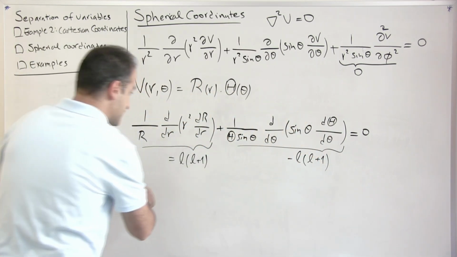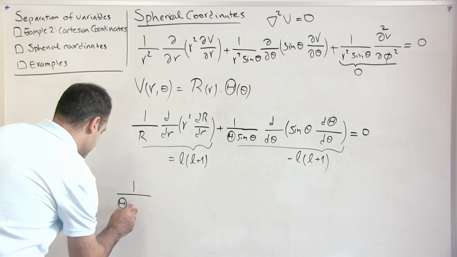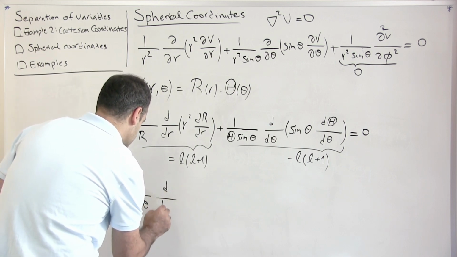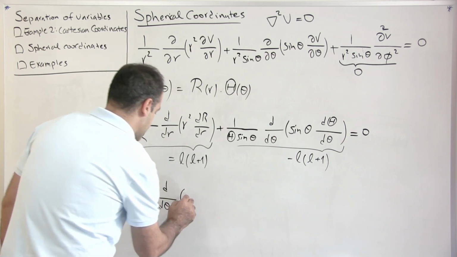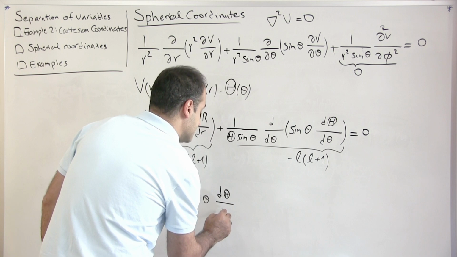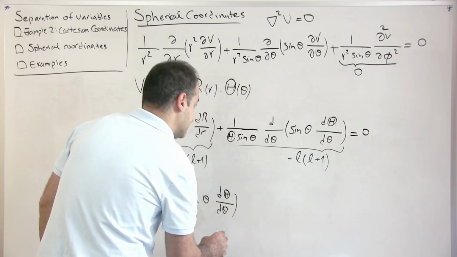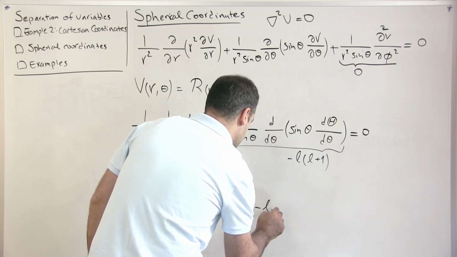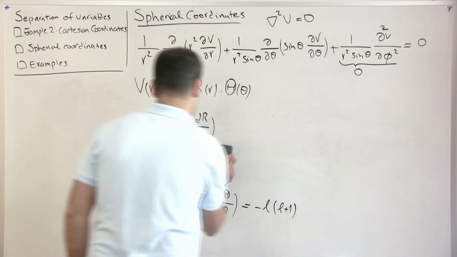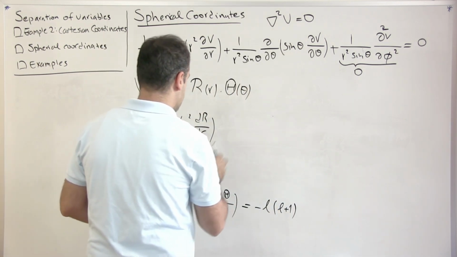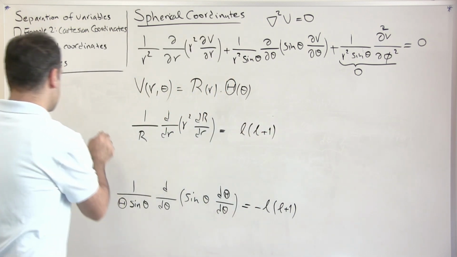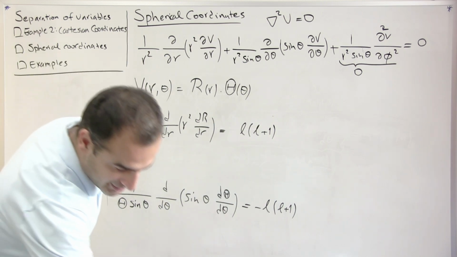So I'm going to write this equation: 1 over theta, sine theta, d over d theta times sine theta d theta over d theta. I'm going to say this is equal to negative L times (L plus 1), and this one is equal to L times (L plus 1). So these are basically the two differential equations that we have.